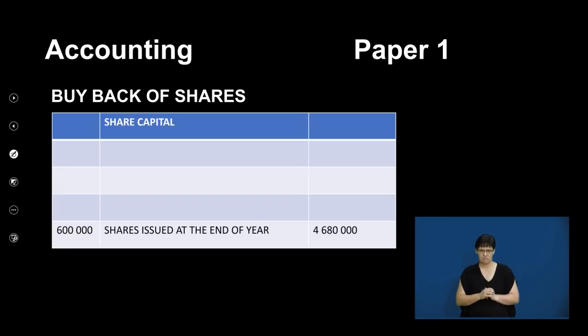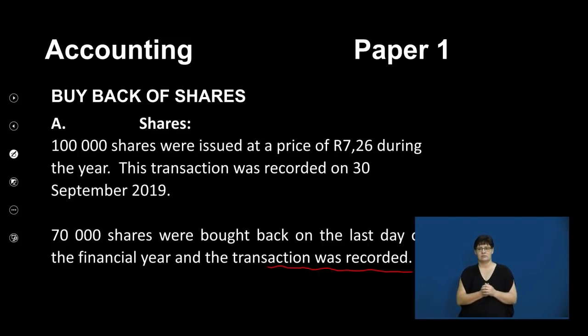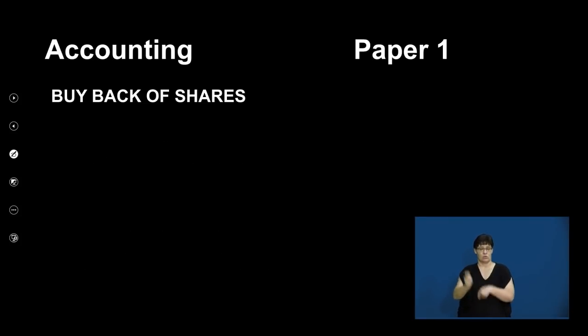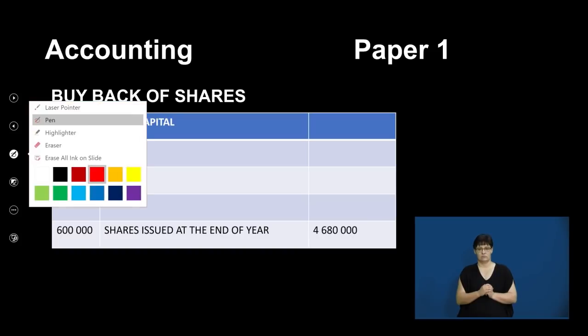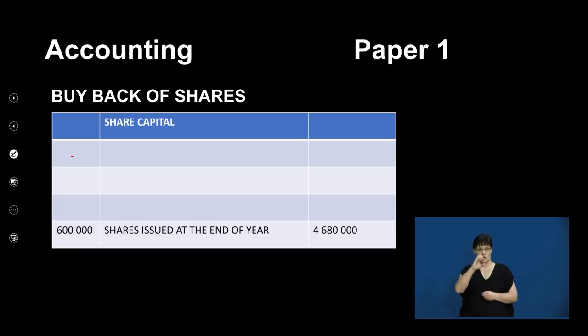Firstly, we know that we sold more shares. And how many shares did we sell? Let's work from this slide here. 100,000 shares. So we take this here and we say, 100,000. Let me erase that. So we've got 100,000 shares that were issued during the year.